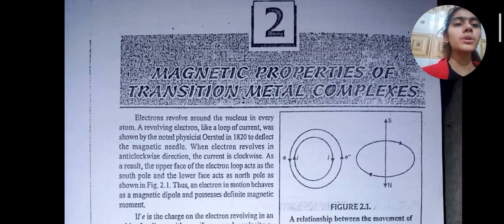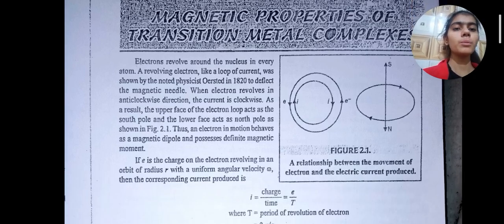Electrons revolve around the nucleus in every atom. A revolving electron, like a loop of current, was shown by the noted physicist Oersted in 1820 to deflect the magnetic needle. When an electron revolves in the anti-clockwise direction, the current is clockwise. As a result, the upper face of the electron loop acts as the south pole and the lower face acts as the north pole, as shown in figure 2.1. Thus, an electron in motion behaves as a magnetic dipole and possesses a definite magnetic moment.